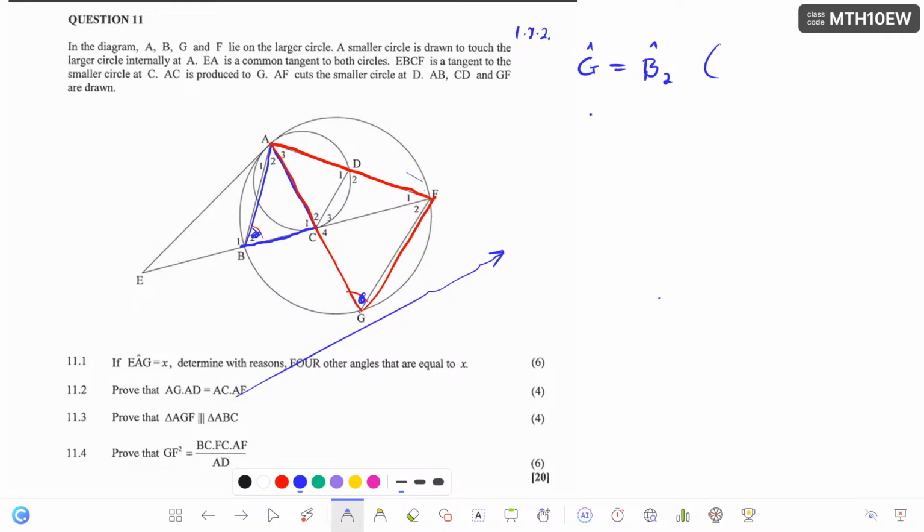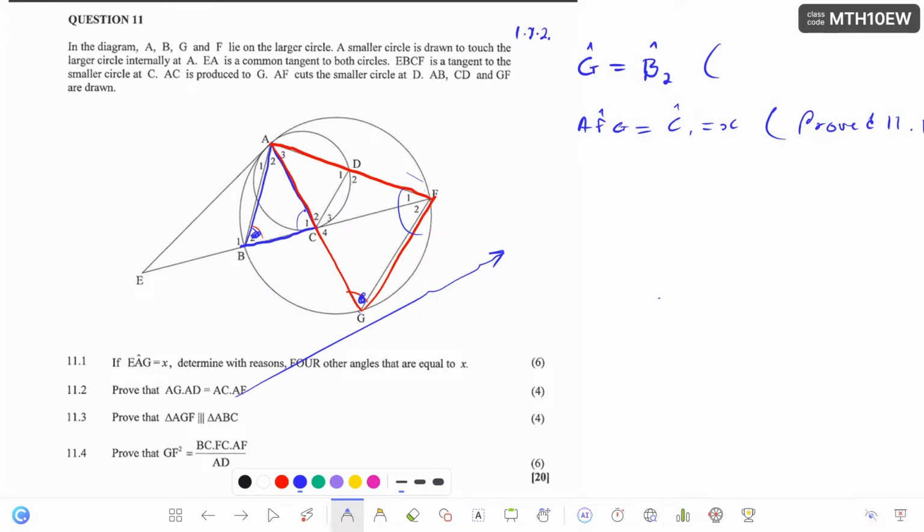So now we can say angle AFG is equal to C1, which is equal to X. Remember, we proved this one in 11.1. You remember when we said AFG, this angle is equal to what? C1. Yeah, it's equal to C1.